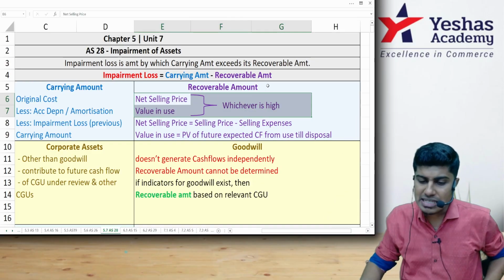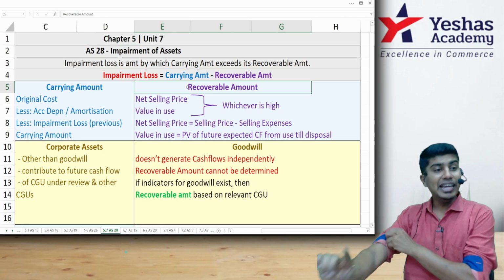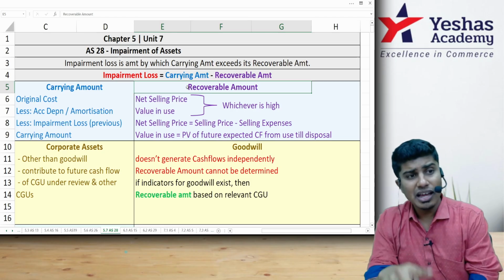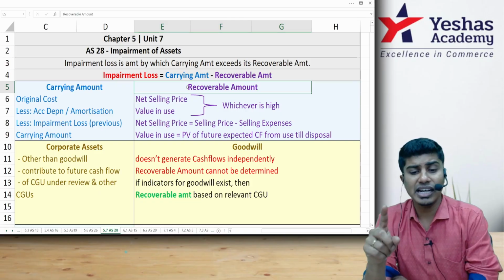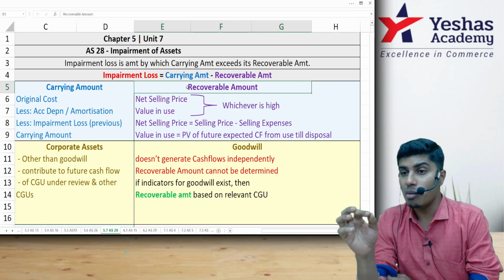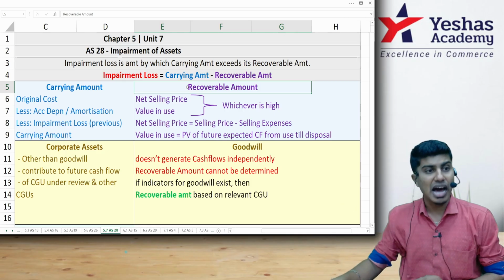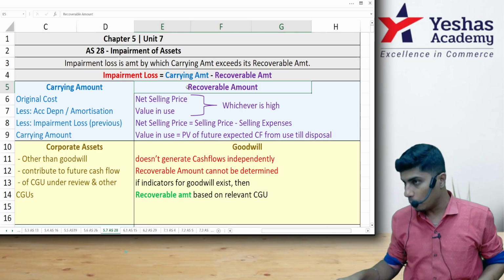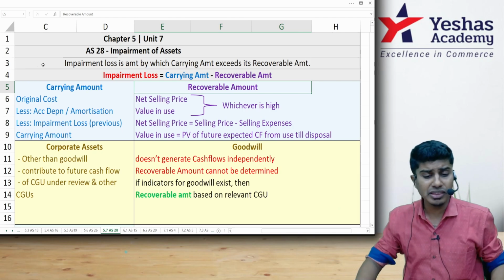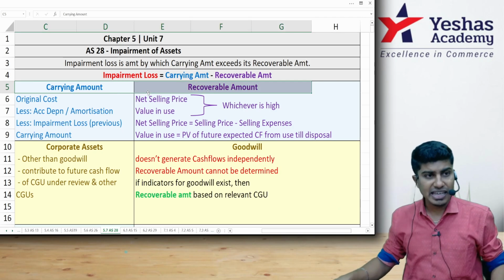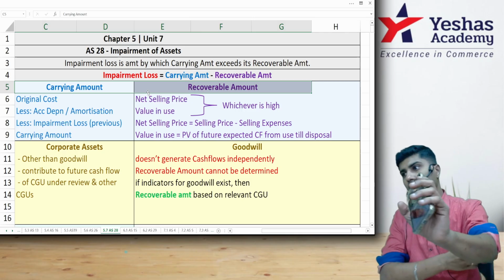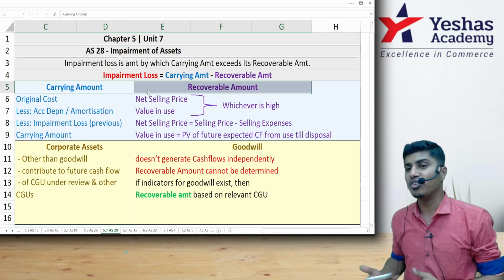10,000 is called the recoverable amount. The higher of net selling price and value in use will be considered the recoverable amount: the amount that will be recovered from the asset when we take the best possible option. This will be compared with the carrying amount. Let's say the recoverable amount is 10,000. The asset is in my balance sheet at 15,000.